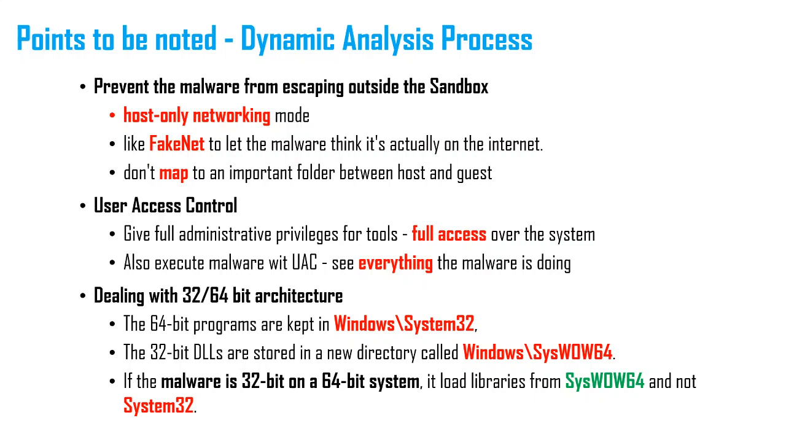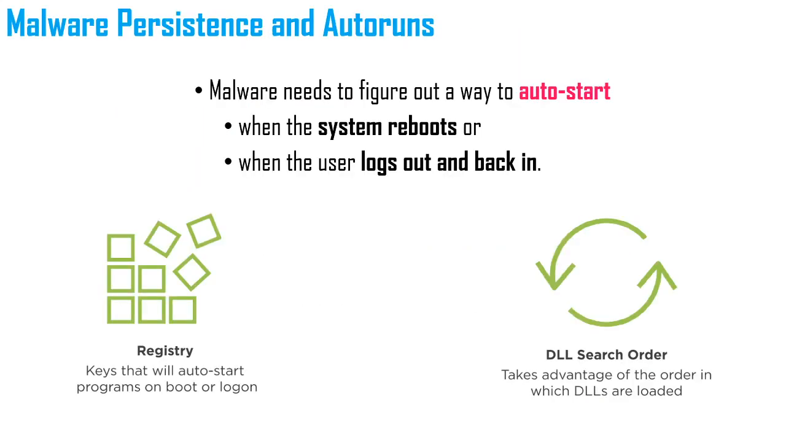And the third thing is 32 and 64-bit architecture. You must know where the DLLs, the application programs, and the supporting files are stored for the different architectures of OS, 32-bit or 64-bit. So if a malware is 32-bit and is going to execute on a 64-bit system, for instance, it is going to load all the supporting libraries from SysWOW64, not from System32, because System32 consists of all the 64-bit applications. Okay.